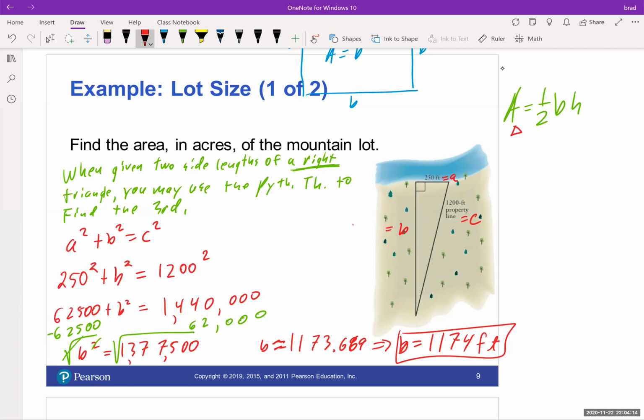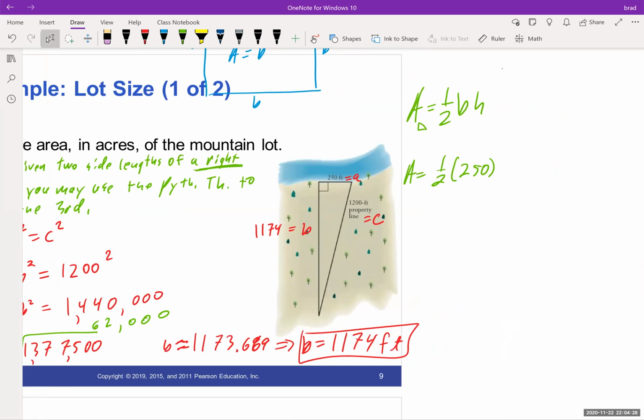So this is my value for B. So I now know that this is 1174. So now I can come over here and I can find the area of my triangle. Okay, so area equals 1/2 the base. Well, the base is 250. And the height is B. So that is 1,174.